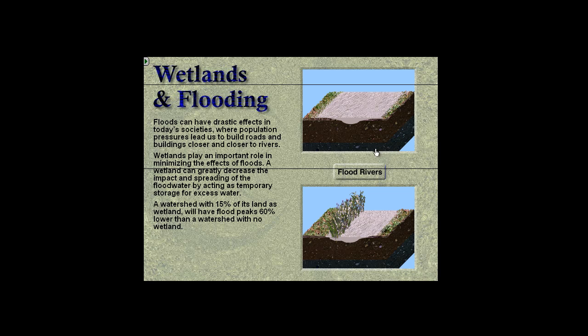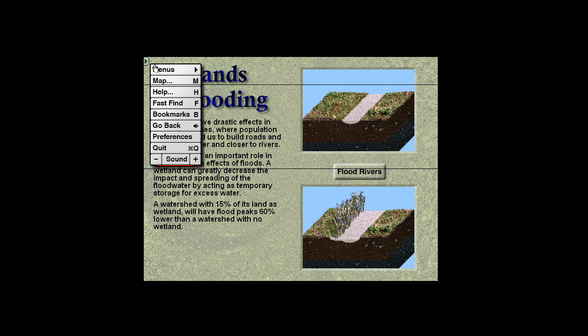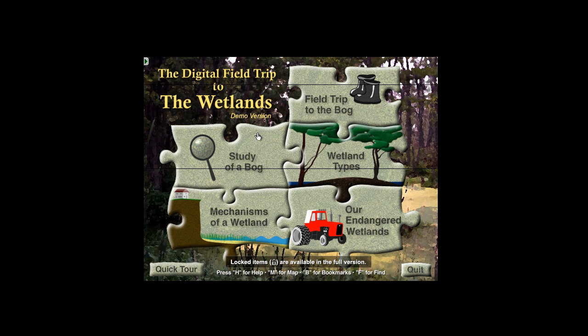So now we're going to go back to the main menu in the same way we have been doing, and that is mechanisms of a wetland. The last part of this program that we are able to explore is our endangered wetlands. Click on the puzzle piece again.